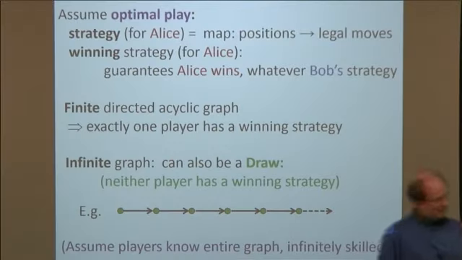And it's pretty easy to see that if you have a finite directed acyclic graph, then exactly one player does have a winning strategy. The game has to end, and so someone has to win. It may be difficult in particular cases to decide who does win, of course.